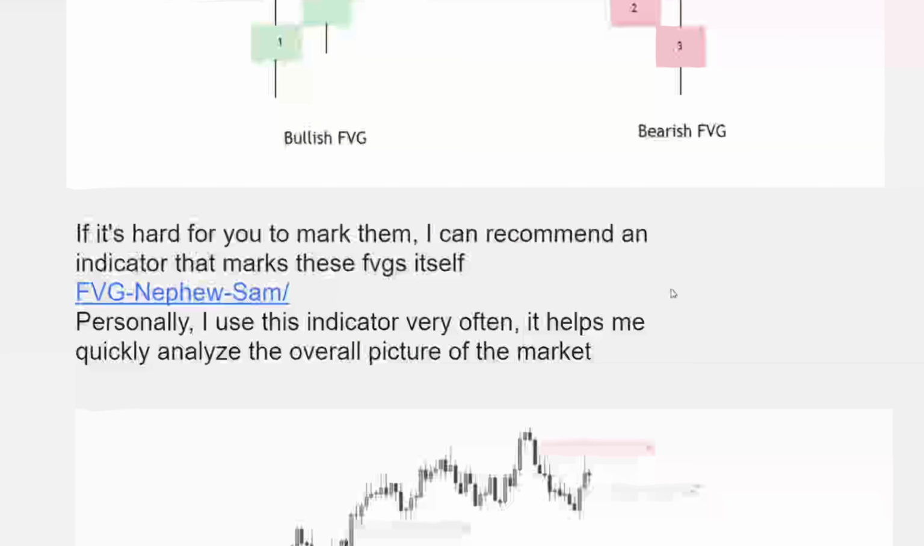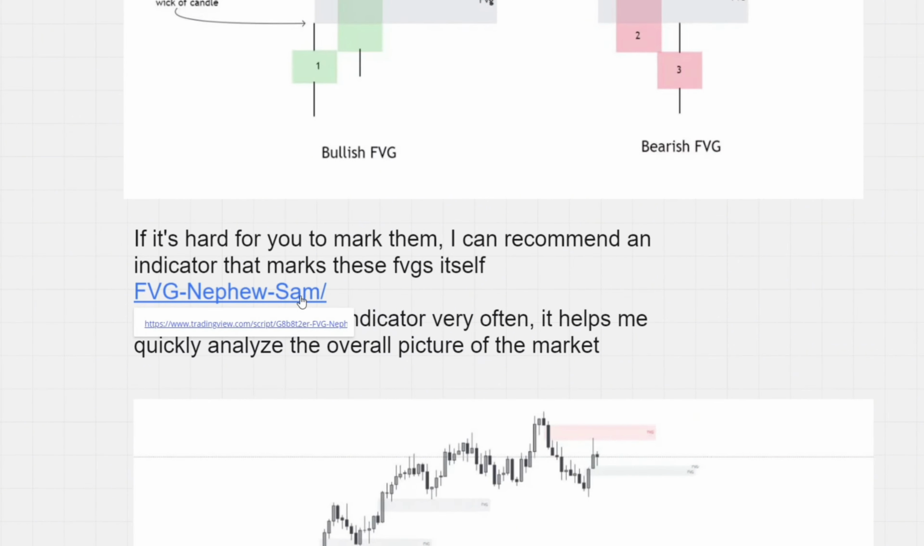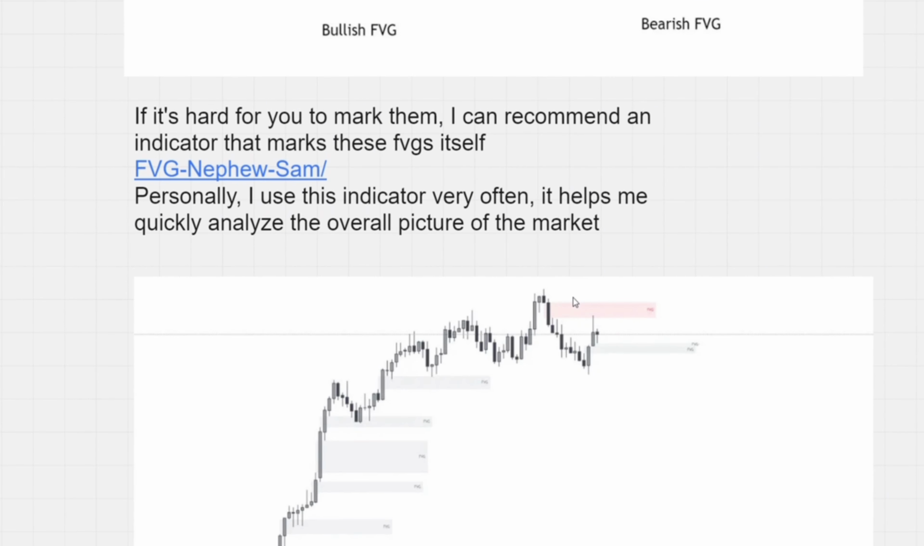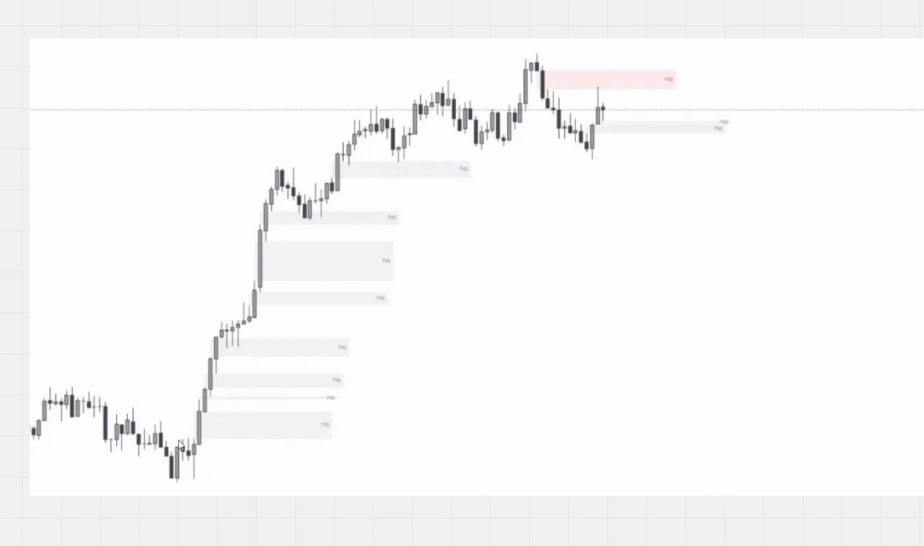If you're a beginner and it is difficult for you to draw it, I can advise an indicator that I personally use. The name of this indicator is Fair Value Gap by Nephew Sam. As you can see, this indicator draws all Fair Value Gaps.